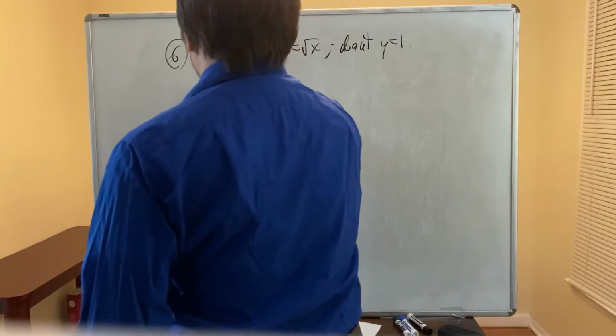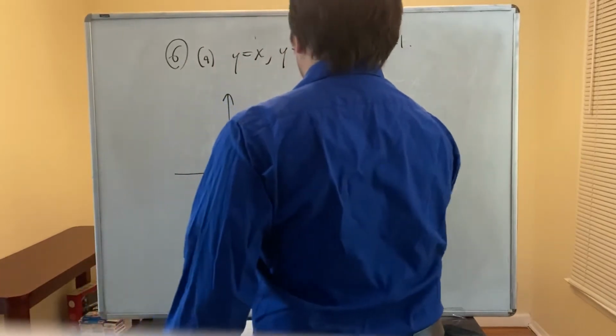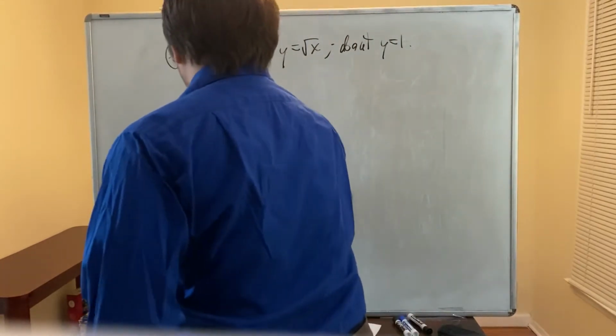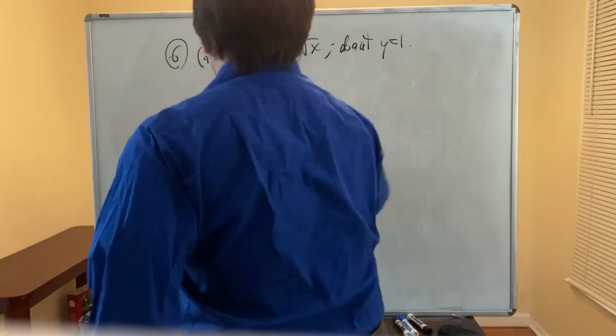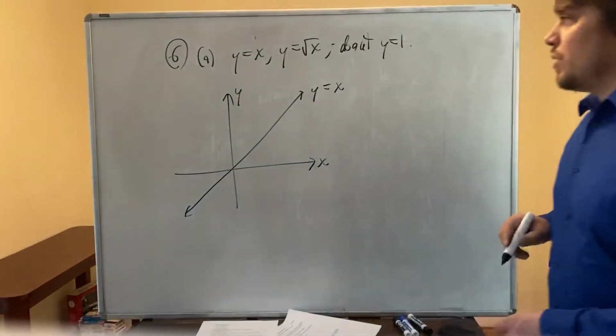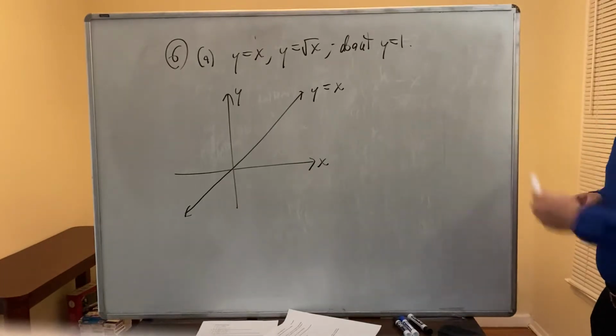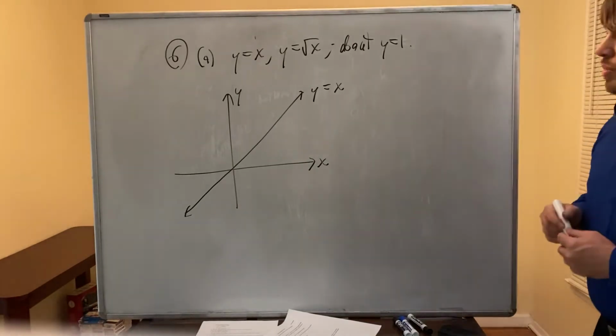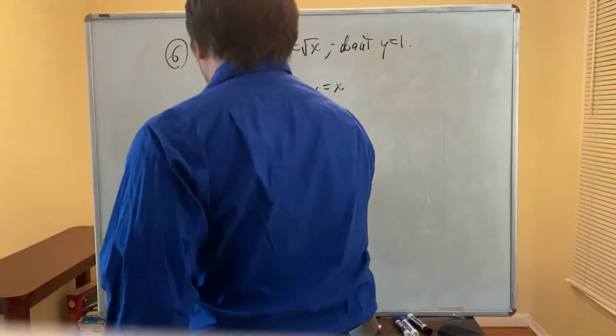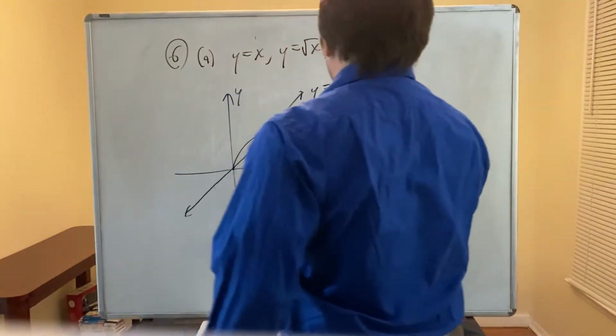So let's graph these functions. We have the x-axis, we have the y-axis, we have y equals x. I like to draw the easier functions first. So if you feel like y equals the square root of x is difficult to draw, you can draw y equals x first, and that might help. Okay, so y equals the square root of x looks like that.